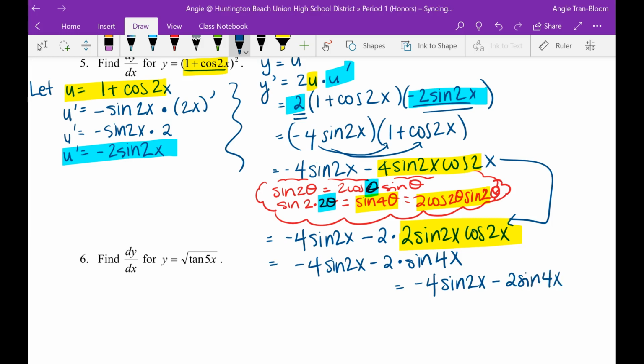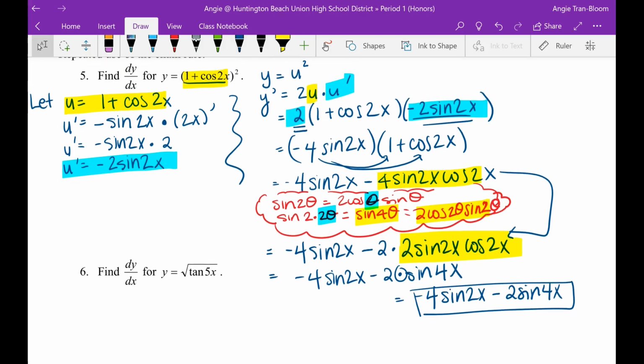I'm just trying to get rid of that dot right there. Now I can combine these. So guess what? This is as far as we will go. Okay. So final answer. So the derivative of 1 plus cosine 2x, all of that quantity squared, is -4 sine of 2x minus 2 times sine of 4x.